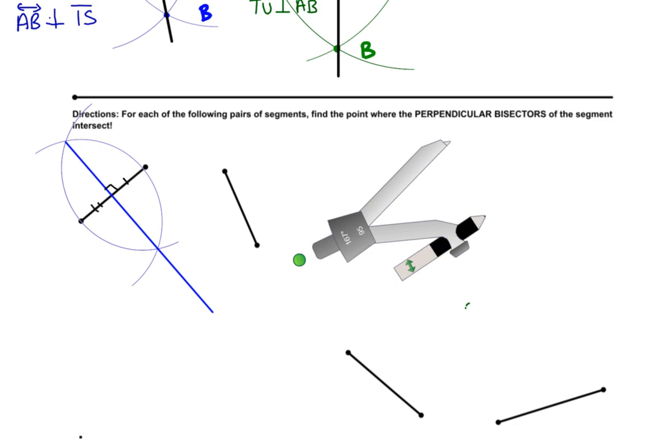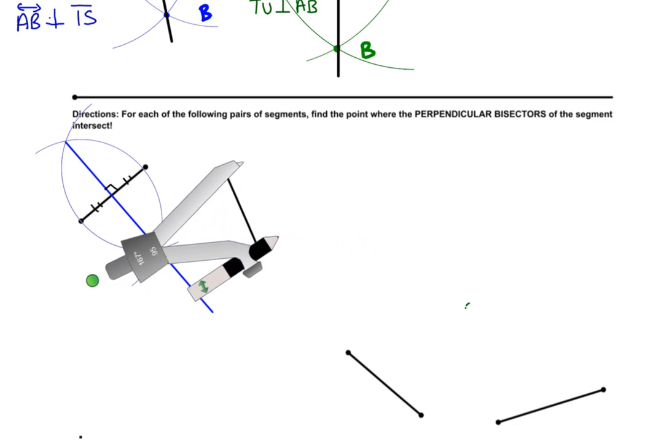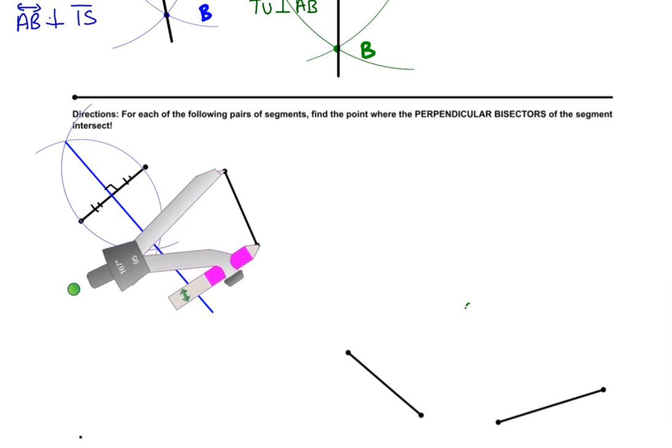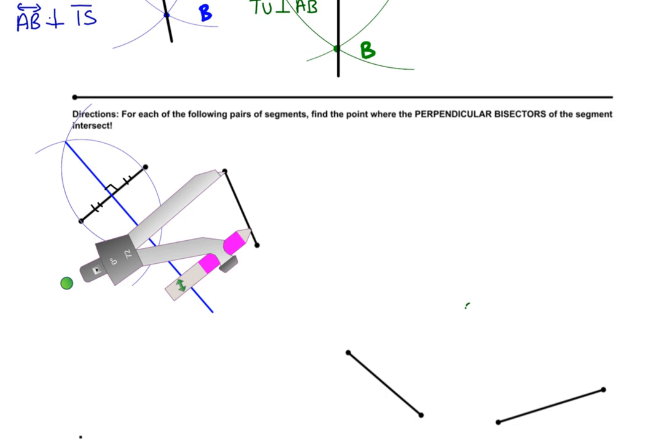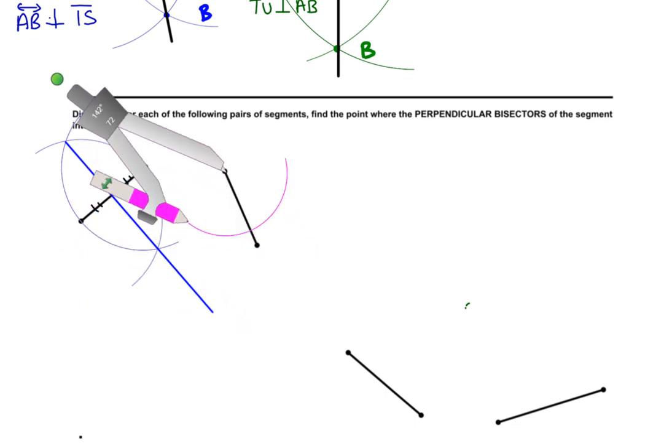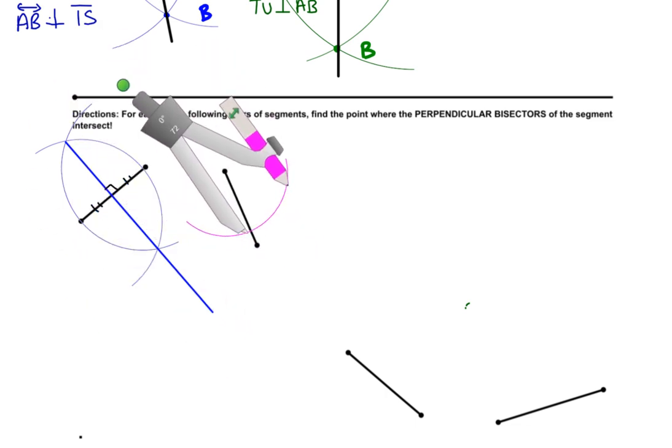All right, number 2. Let's choose pink. All right, I'm going to shorten this length. I did the entire length last time. I'm going to go about right there, I think. So arc 1, switch. Arc 2.